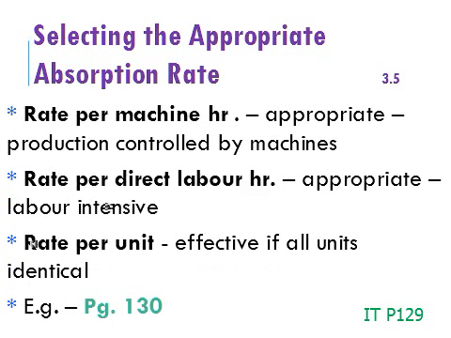A rate per machine hours, which is appropriate in departments where production is controlled by machines. A rate per direct labor hours, which is appropriate in a department that is labor intensive. A rate per unit would be effective if all units were identical. For an example of overhead absorption bases, see the example on page 130 of your interactive text study guide.